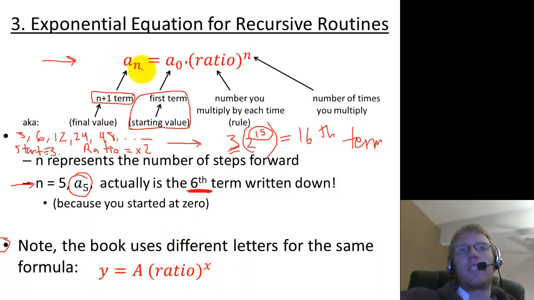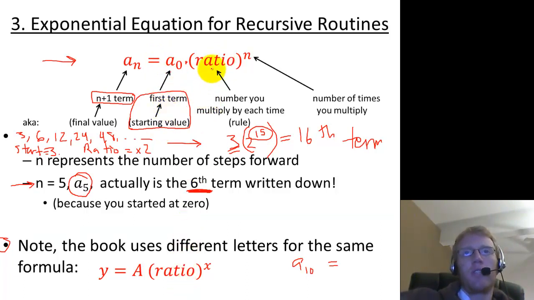The reason I like using a sub n is because it allows you to keep track easily of which term you're on. So if I say, what is a sub 10, you know right away that means you've taken 10 steps forward and you're actually finding the 11th term in the sequence. Whereas in the book, if they just say find y, it's not clear how many steps forward I'm taking. A sub 0 is easy to remember as the first term because you've taken 0 steps forward. Remember, the subscript here is the number of steps forward you took. So if the subscript is 0, that means you have not taken any steps forward. So a sub 0 is your first term or your starting value.